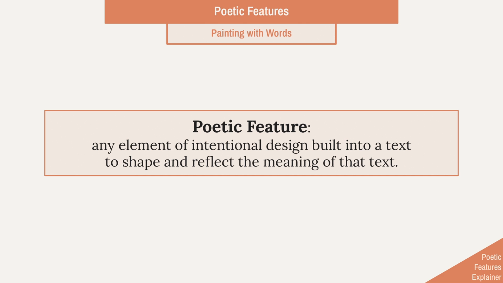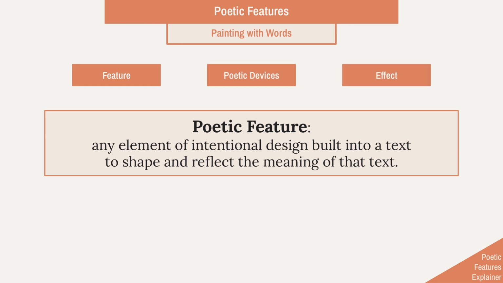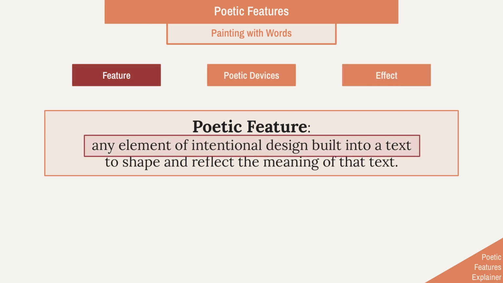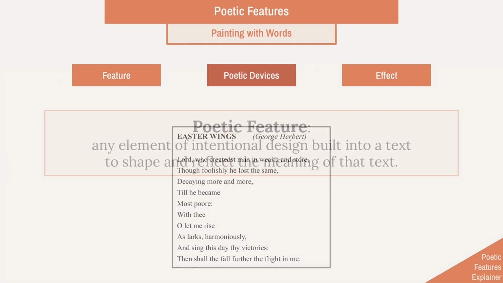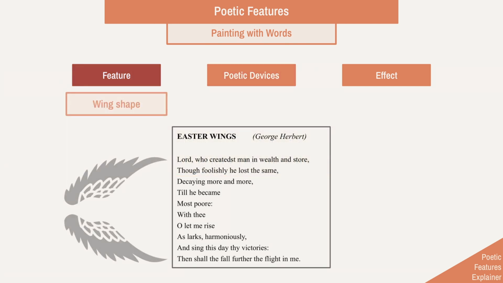This brings us to 3 ideas: feature, poetic devices, and effect. The feature is the actual concrete element of intentional design built into the text. These are usually created using poetic devices. So in the case of Easter Wings, the feature is the wing shape, and the poetic device is the word-shaping technique, sometimes called concrete poetry or shape poetry.